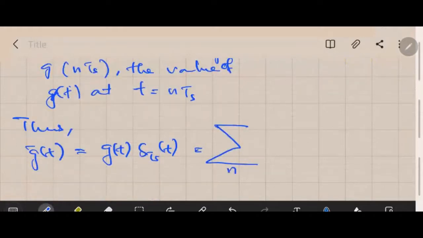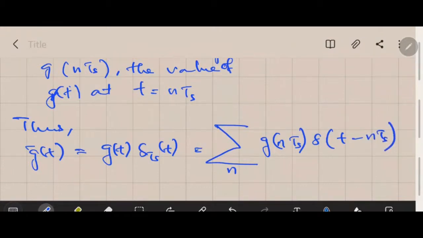Summation over n of g of nTs multiplied with delta of t minus nTs. Delta of t minus nTs actually means a shifted impulse. For the different values of n, we would get these shifted impulses like this. And what is their strength? Their strength is g of nTs.